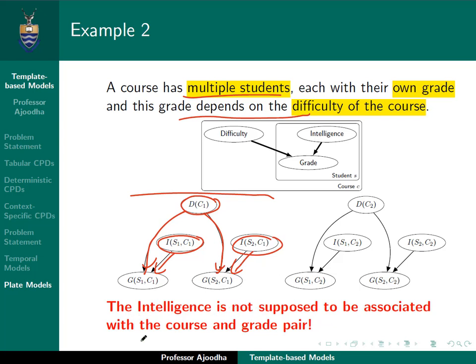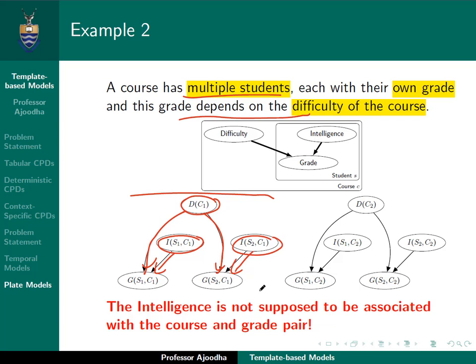The problem is that the intelligence is not supposed to be associated with the course and grade pair. Isn't it weird that the intelligence here is associated with the difficulty of the course? It's not like inside of graphical models, because it's a more difficult course, you are more intelligent. And then when you go to an easier course like high performance computing, all of a sudden you're more intelligent. It doesn't work that way. Your intelligence is not really dependent on the difficulty of the course. So it's better to remove intelligence from the grade pair.